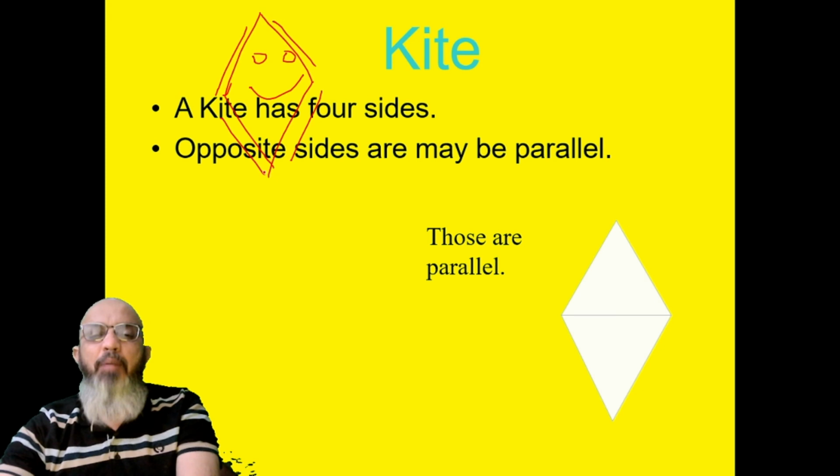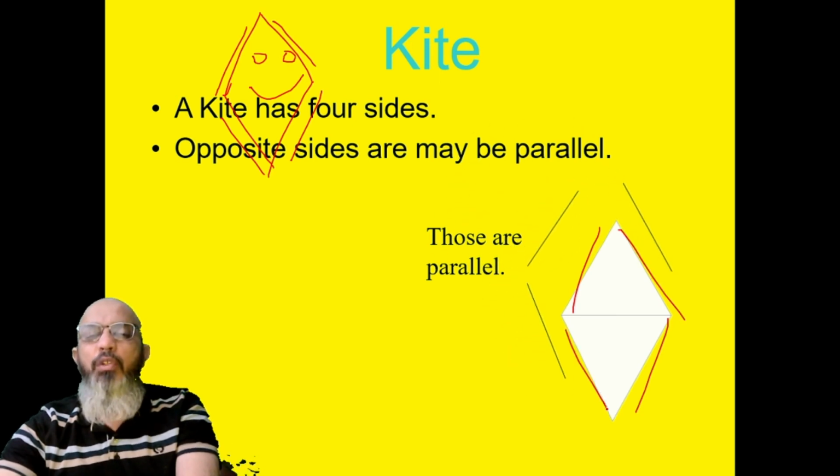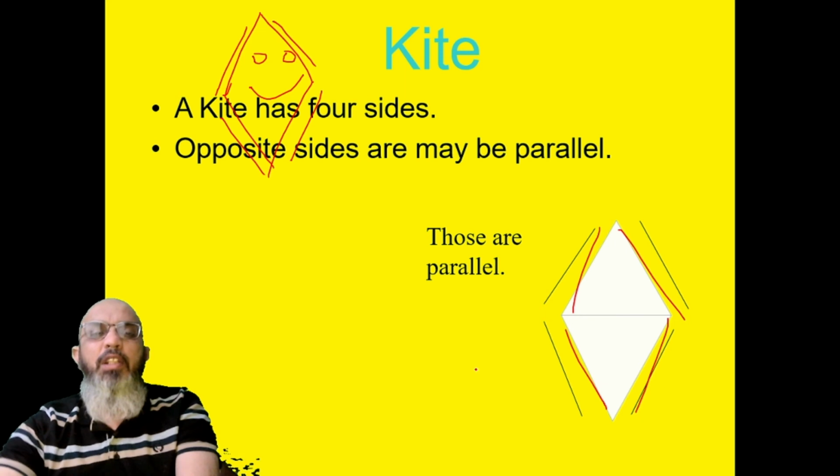So what are the parallel sides? Similarly, this side can be parallel to the other. It cannot be parallel to each other, right? So that is the property of a kite. It has different properties, but it has a similar property as a parallelogram. It has two acute angles and two obtuse angles, as in the parallelogram.